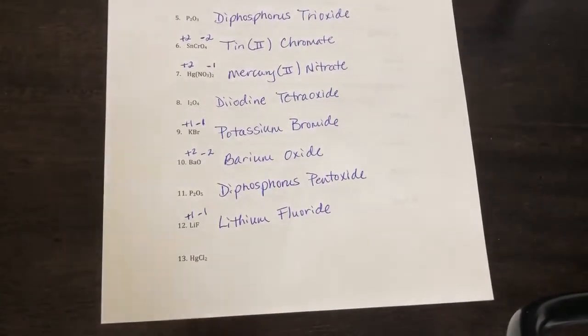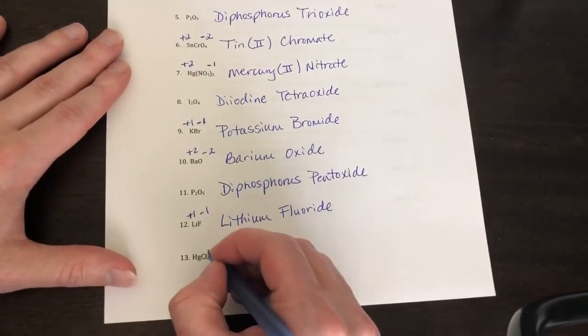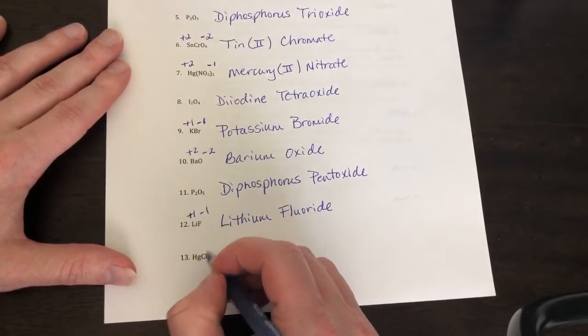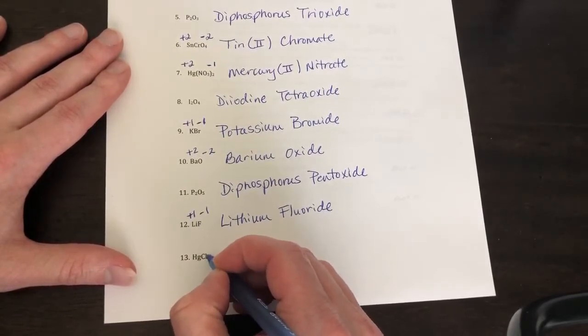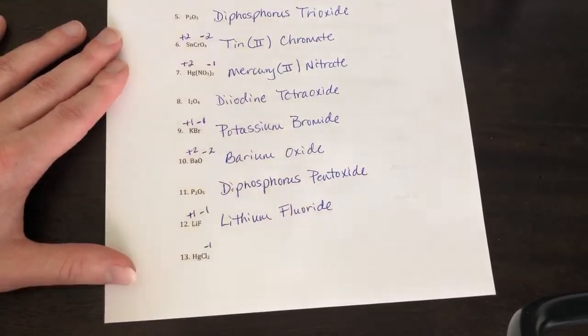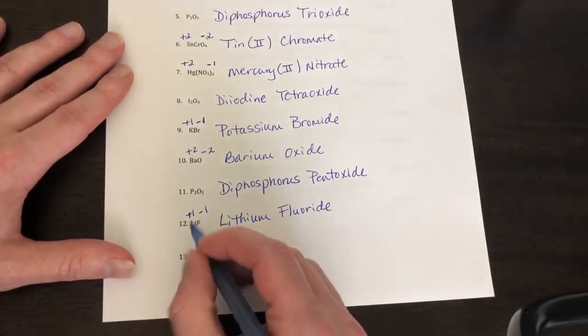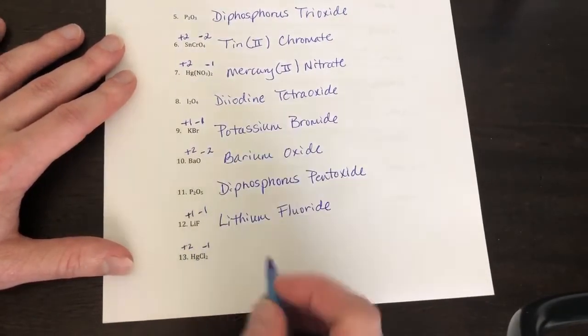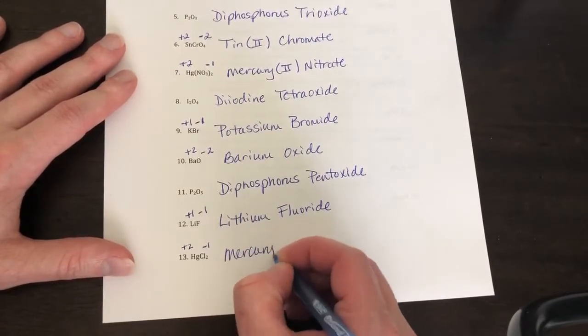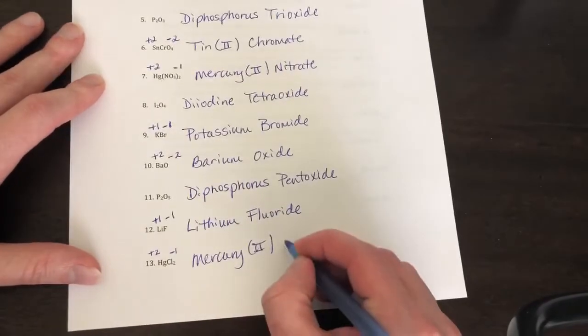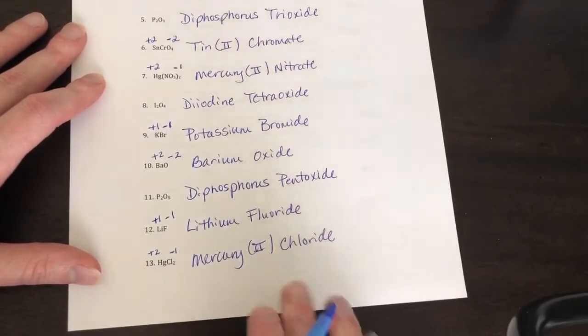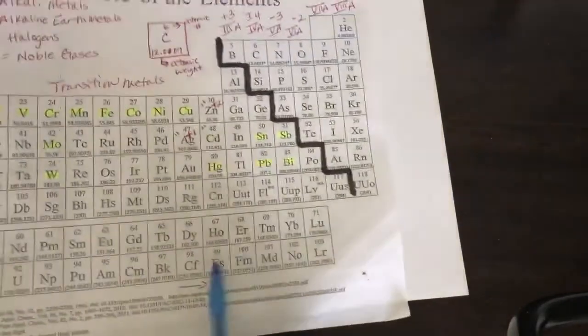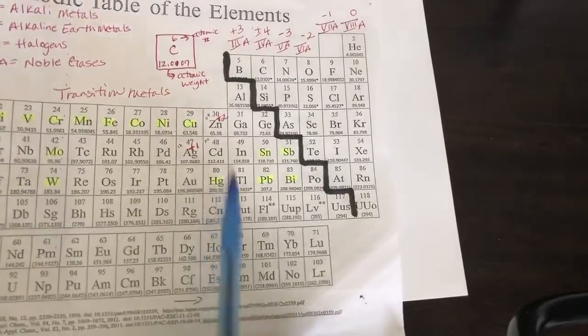HgCl2. We already know from previous examples that mercury is a transition metal, so we have to figure out the charge. Chlorine always has a -1 charge. So 2 times a -1 is a -2. To get to 0, this has to be a +2. Or we can simply reverse the crisscross. So this is going to be mercury 2, chloride. Once again, mercury is one of the highlighted transition metals, so we have to use Roman numerals when we do that. On to the back.